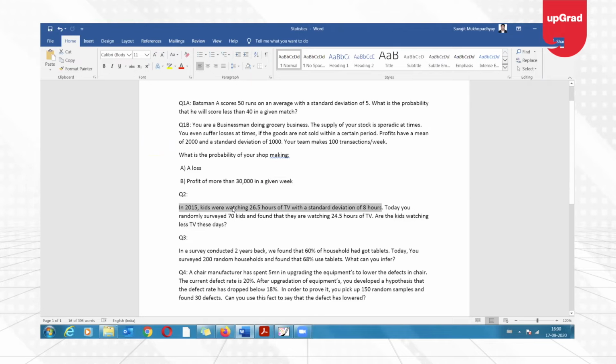Like, if you think of a real life scenario, we say that the average literacy rate of, say, India is 75%, for example, right? Now suppose you randomly surveyed 100 people and you found that out of those 100 people, 90 are literate, which means the literacy rate is 90% for those 100 people, right?